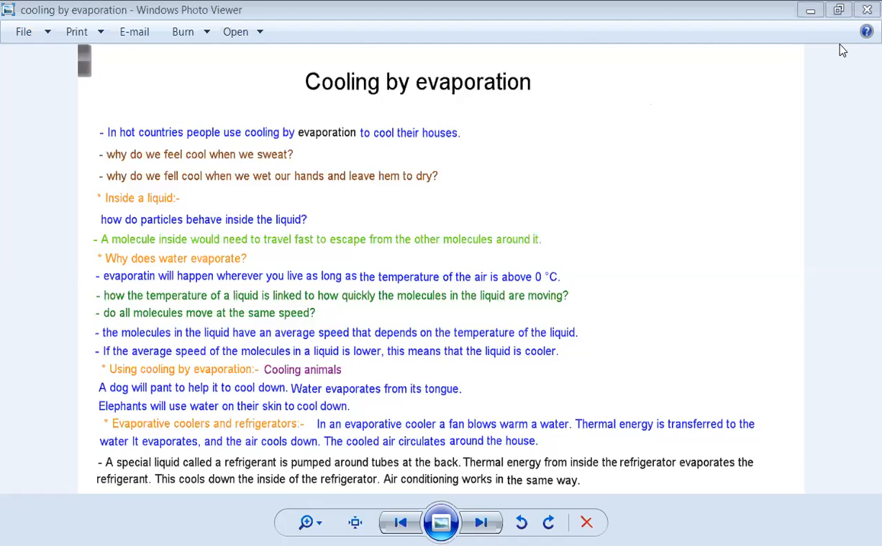No. Think about the hot cup and the cold cup. Depending on their temperature. Yeah, depending on their temperature. Today we will study cooling by evaporation. How can we cool by evaporation?